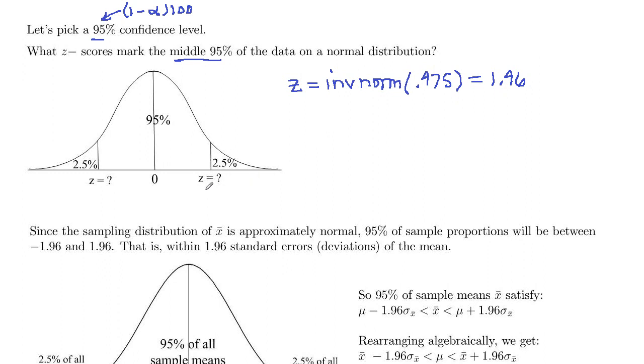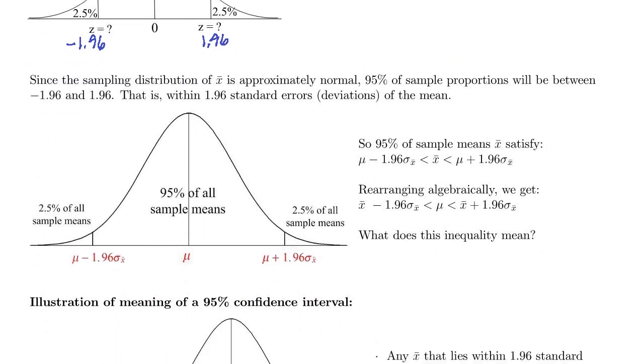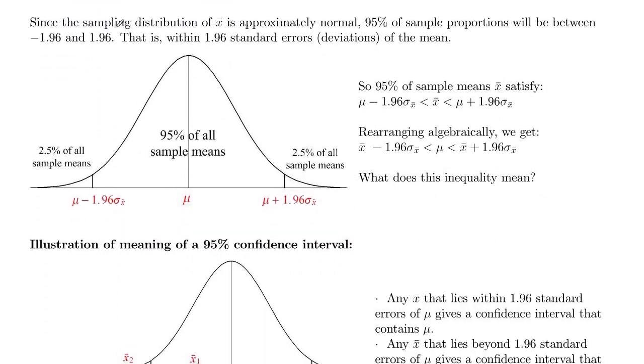So that's saying that this value down here is 1.96, and this one over here is going to be the negative of that, negative 1.96. So 95% of the data is going to be between z equals negative 1.96 and z equals positive 1.96 if the data is normally distributed. That's for any normal distribution. Well, since the sampling distribution here is approximately normal, that means that 95% of this will actually be the sample data. In this case, it's not proportions, but it's means.